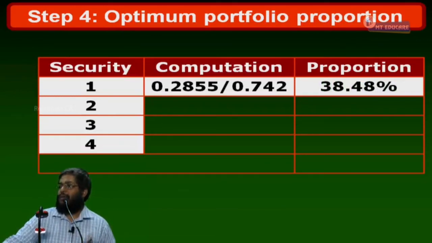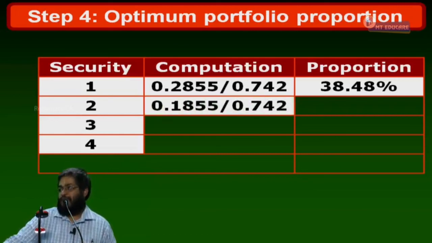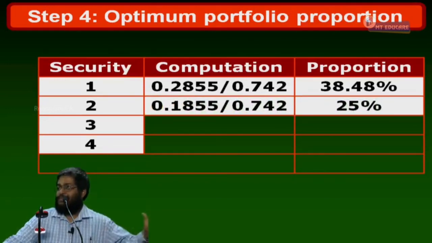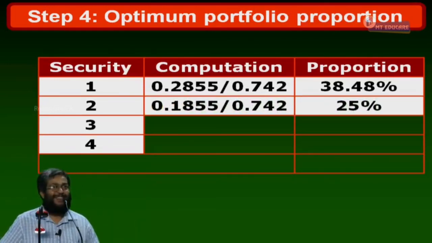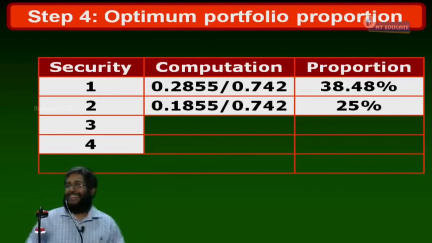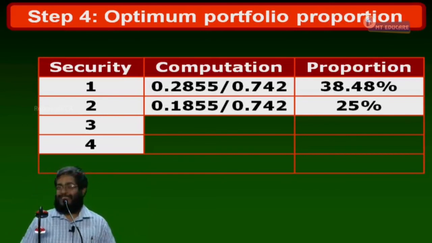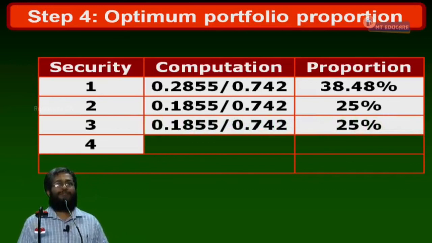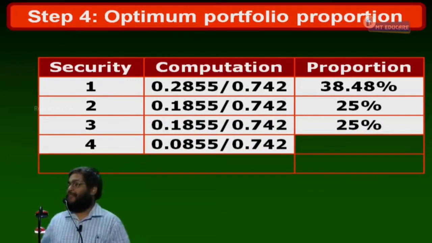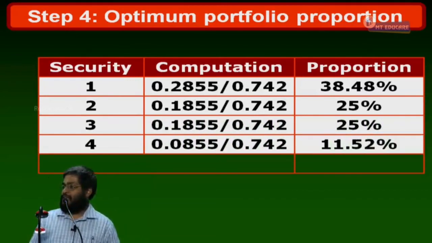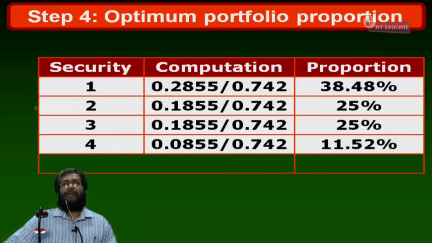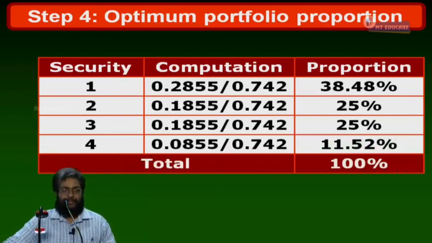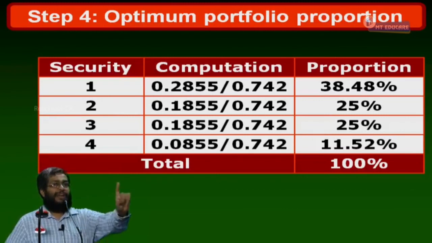0.2855 divided by 0.742 gives you 38.48%. Okay, security 2, tell me what divided by what? 0.1855 divided by 0.742 is equal to 25%. Next. Security 3, 0.1855 divided by 0.742, 25%. Security 4, 0.0855 by 0.742, it is 11.52%. The total should be 100%.